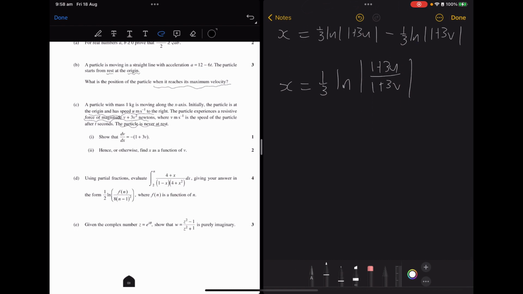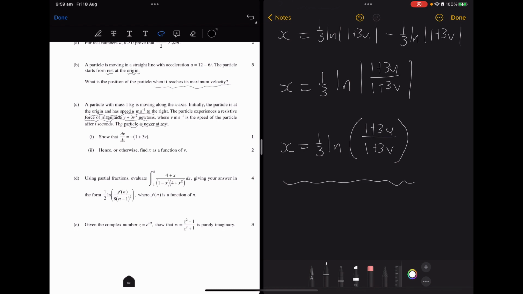And the cool thing is that we know it's always going to the right, because the acceleration is never going to take it to the left-hand side. So that means we have x equals 1/3 ln 1 plus 3u over 1 plus 3v. We don't need to have the absolutes, but technically these do mean the same thing. This is just for semantic reasons. So that will be part II, and that will be it for part C.